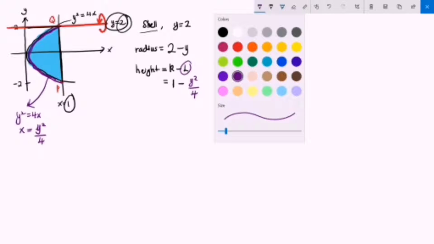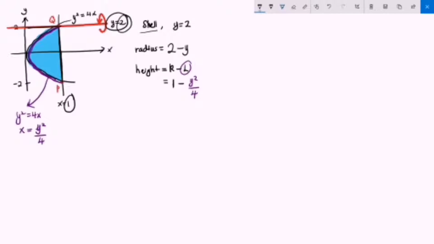Okay, so now we already have the radius and also the height. So we can substitute into the formula for volume using the shell method. It's given by 2 pi integrate from where to where, we'll see later, radius multiplied by the height. In this case, in terms of y, so it will be dy. The limits must be taken from the y-axis, which is from negative 2 until 2.